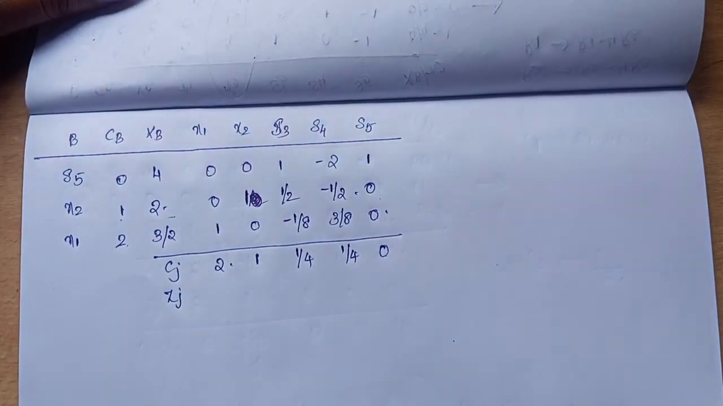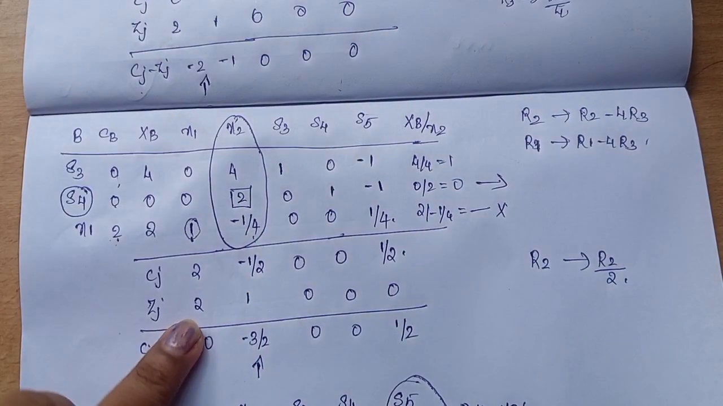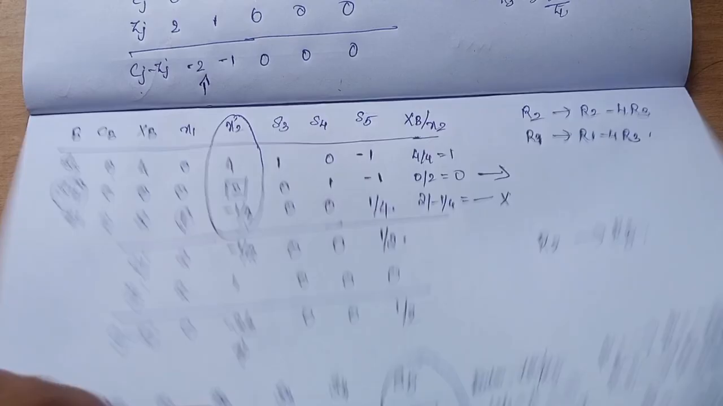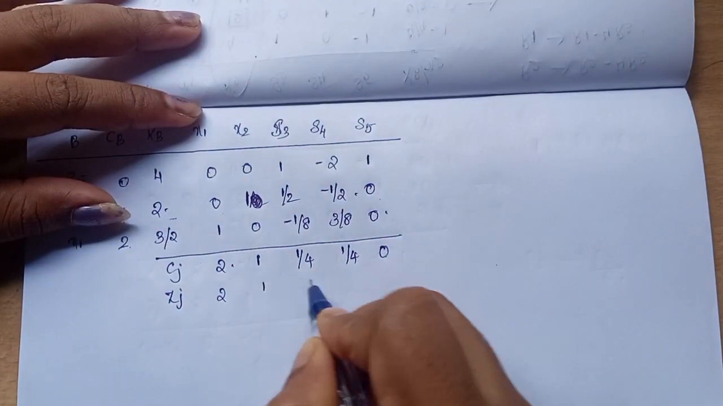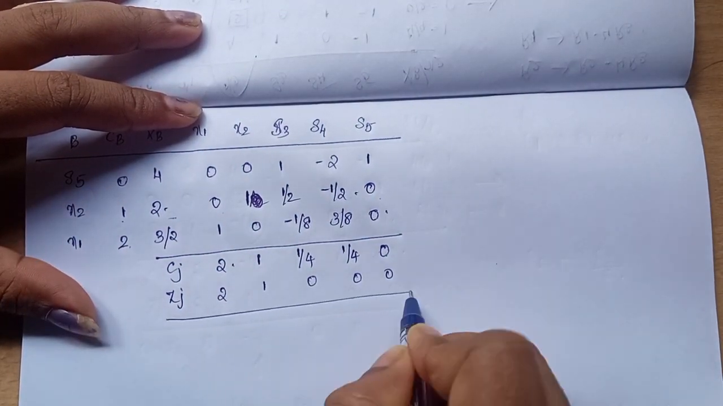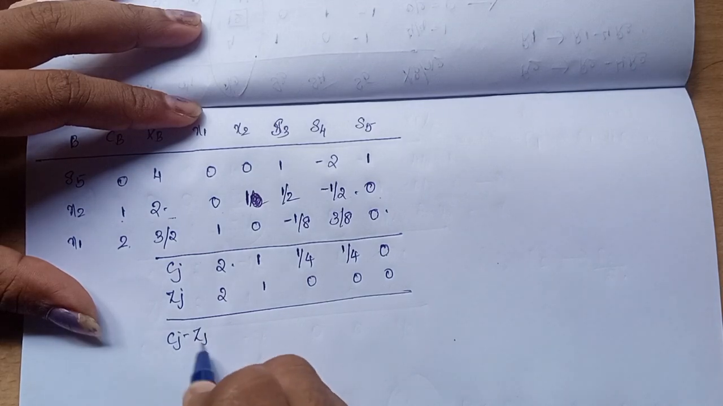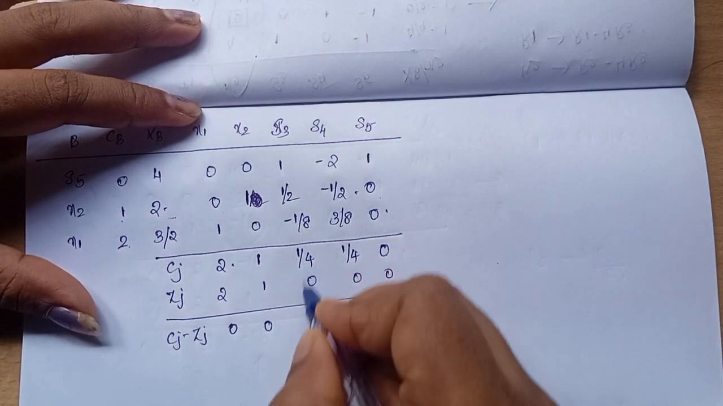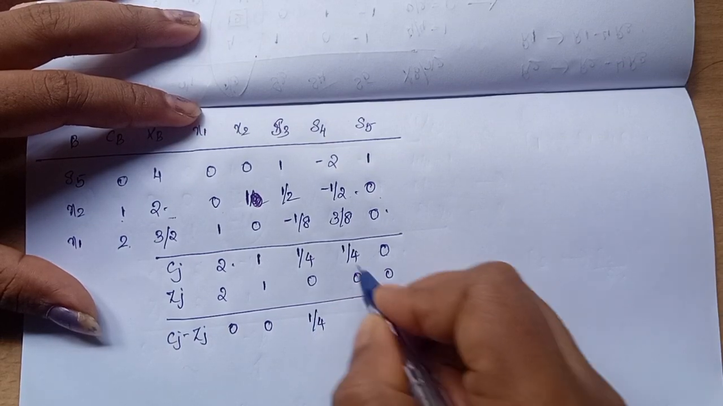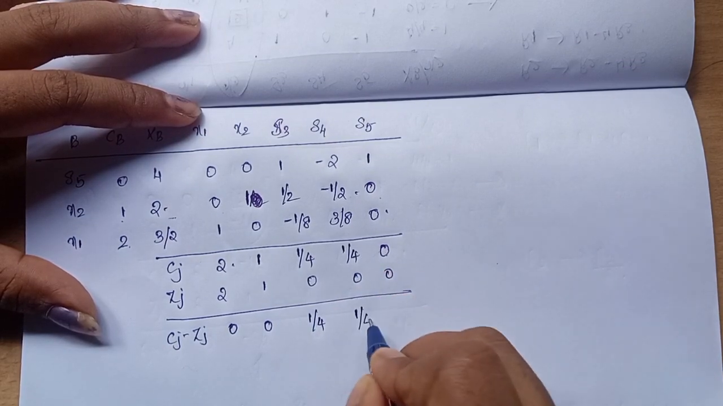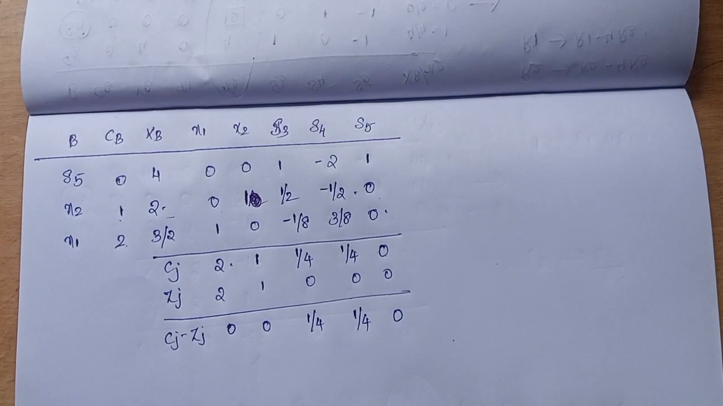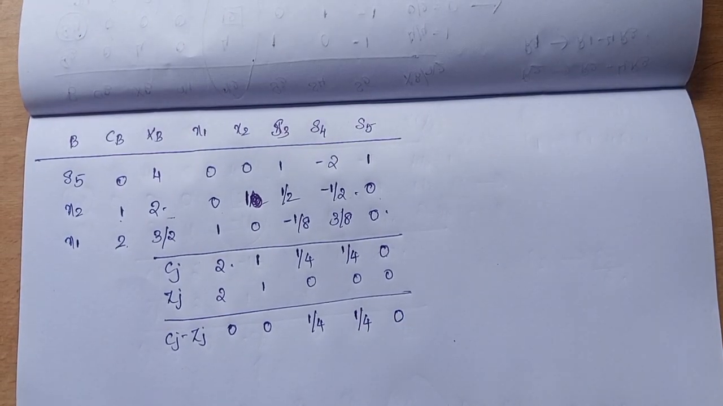Now what is Zj? Zj is the coefficient of variables in Z. Zj equal to 2, 1, 0, 0, 0. Now find Cj minus Zj. 2 minus 2 is 0, 1 minus 1 is 0, 1 by 4 minus 0 is 1 by 4, 1 by 4 minus 0 is 1 by 4, 0 minus 0 is 0. So here all the values of Cj minus Zj are positive. So this is the optimal solution. So we can stop our iteration here.